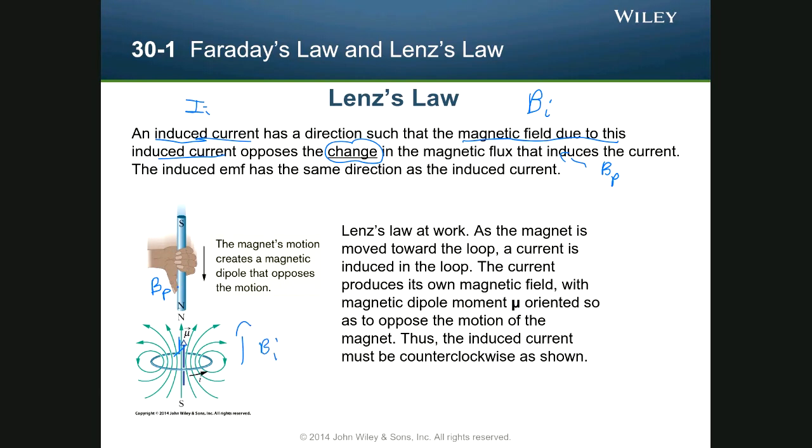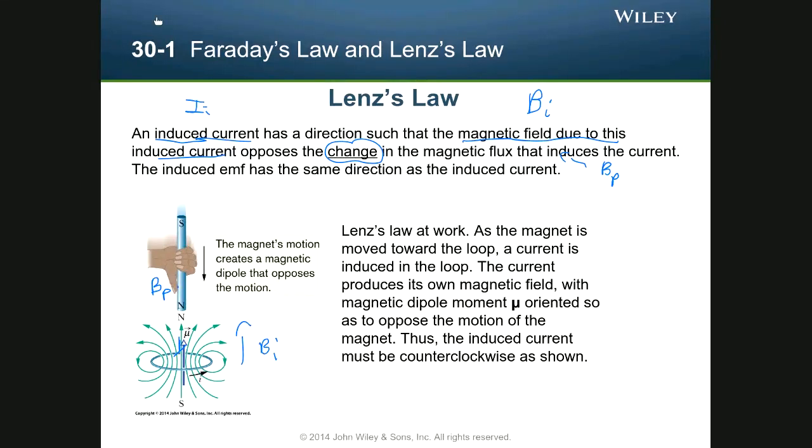I want you to see these as two separate entities. And of course, if you use your right-hand rule and you stick your thumb in the direction of the magnetic field, the way your hands curl will tell you the direction of the induced current. If the induced field is up, you'll notice that it curls with a counterclockwise rotation. The current produces its own magnetic field with the magnetic dipole orientated so as to oppose the motion of the magnet. That's just what we did. And this induced current must then be counterclockwise.